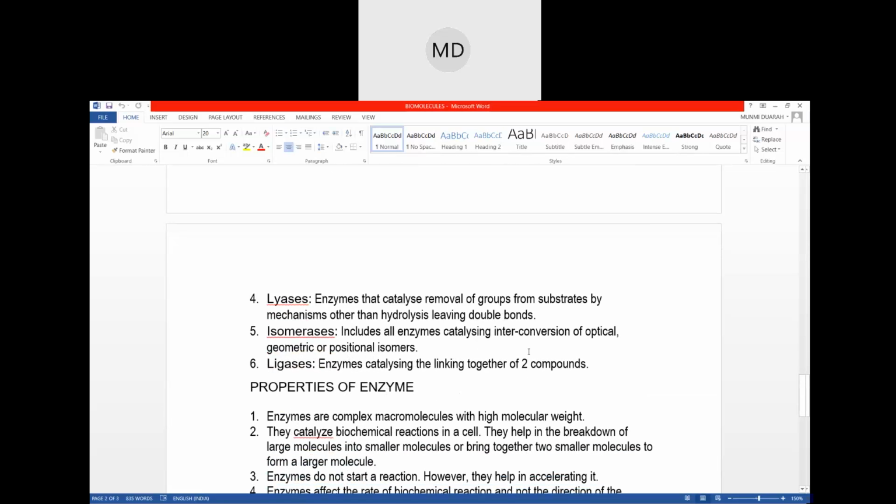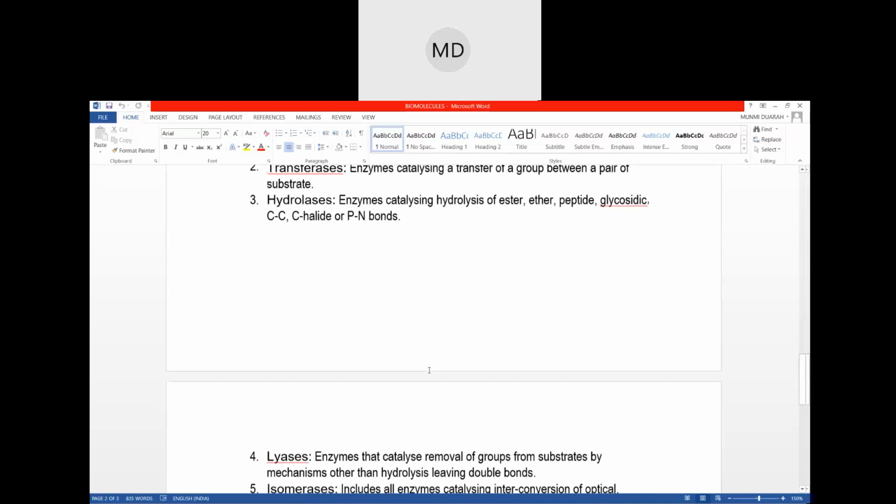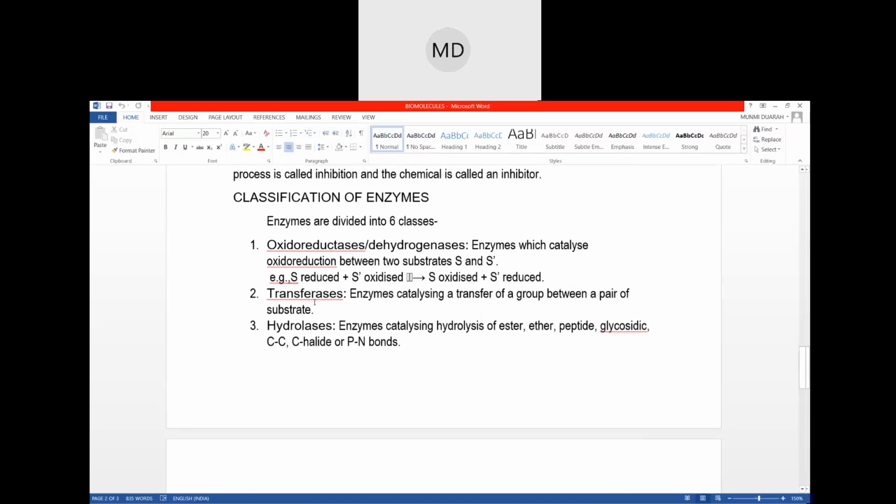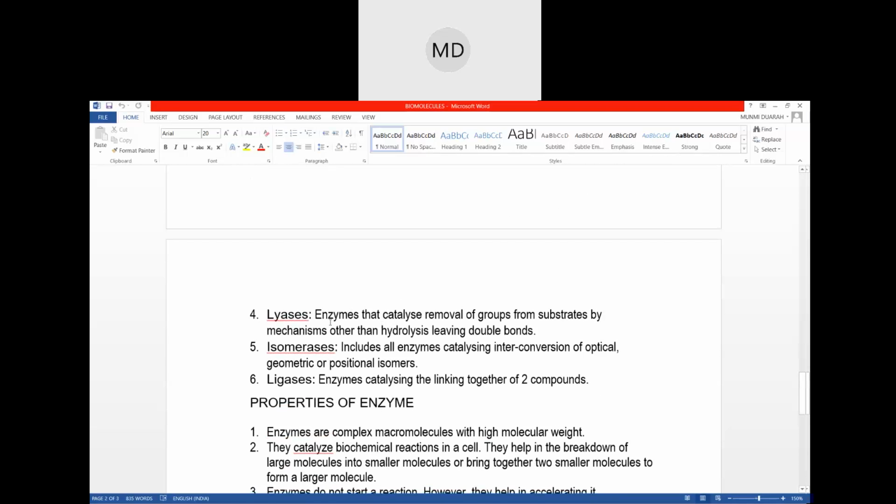So just remember for ligase, remember this one, it helps in linking two compounds. It means it acts as a glue. This is important. Then transferase, by the name only you will remember, and oxidoreductase helps to catalyze two substrate groups. Others just leave it, because this will be a little bit tough for you.